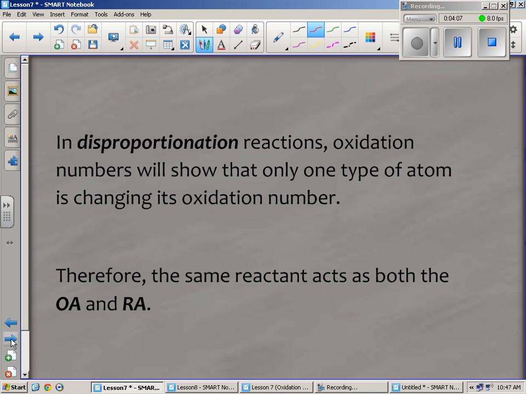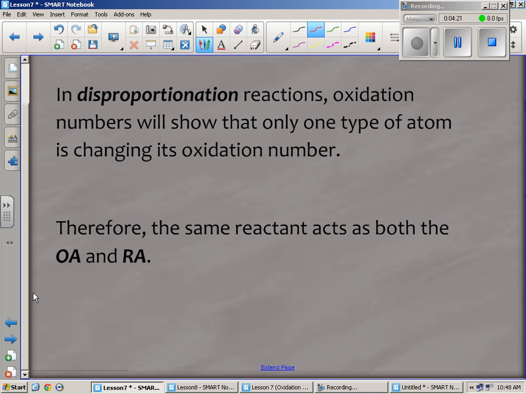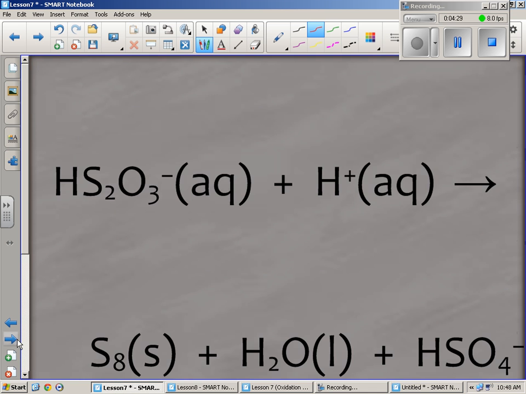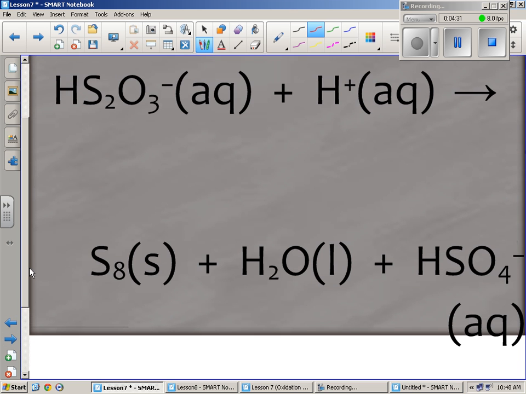In disproportionation, the reactant is both losing electrons and gaining electrons as you go from the reactants to the products. So it will show that one type of atom is changing its oxidation state, or oxidation number. Therefore, the same reactant acts as both the oxidizing agent and the reducing agent. So when you get an example like this, we're going to assign some oxidation numbers. Let's do that right now. I'll give you a little bit of time, then we'll go over it and move on.